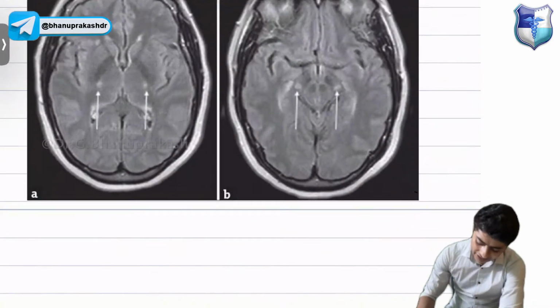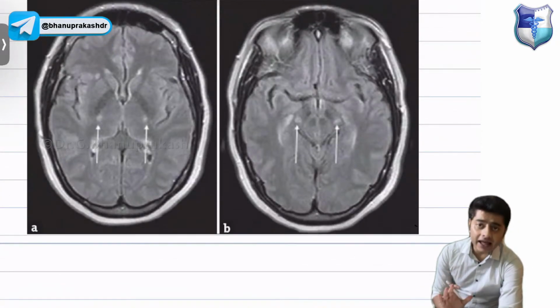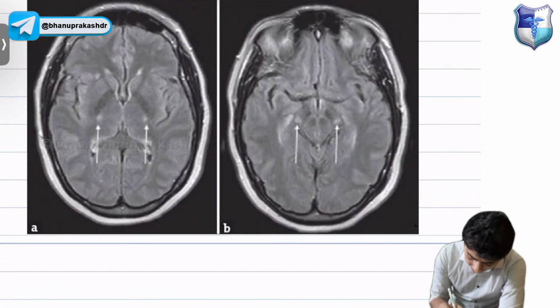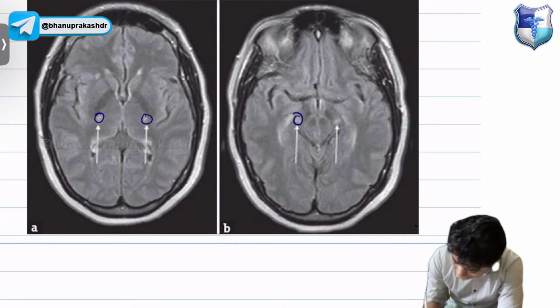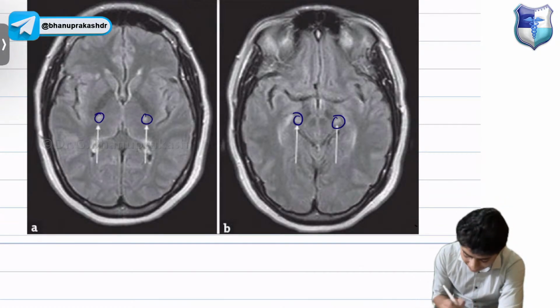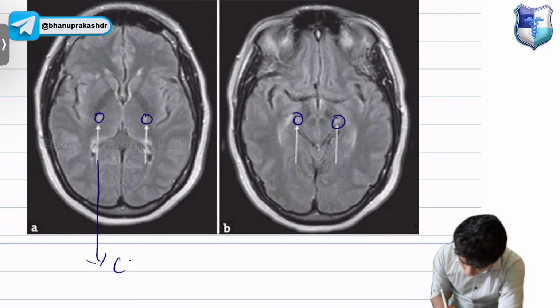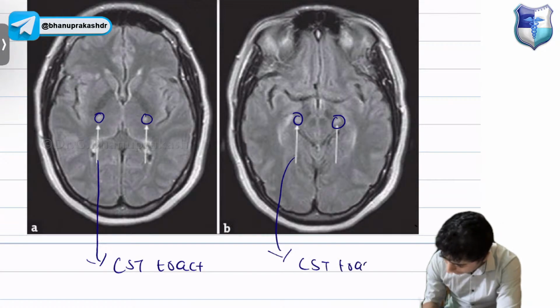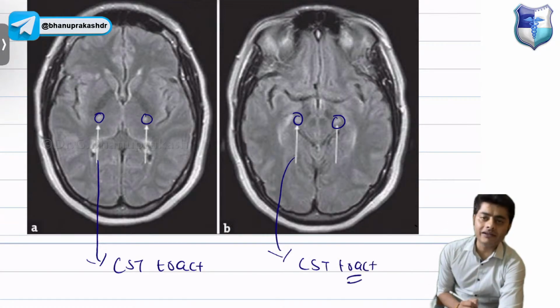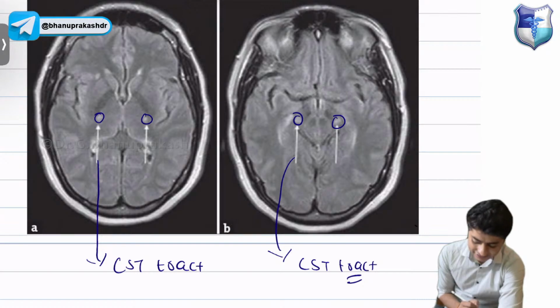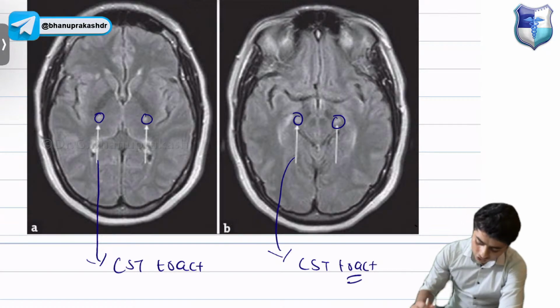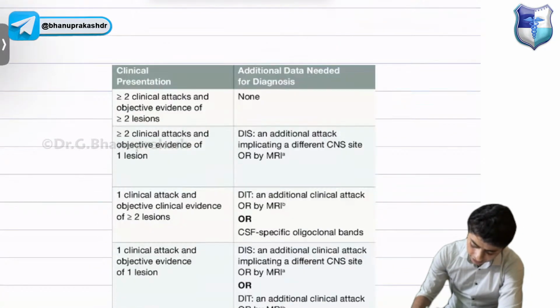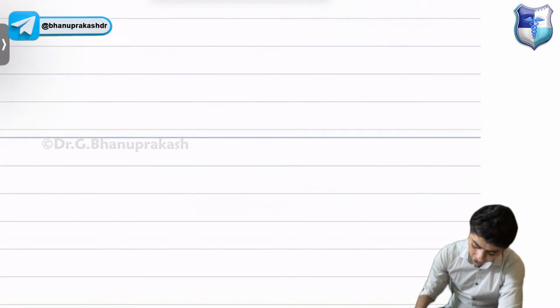Now, before we move forward, just see this diagram. This is an MRI image. In this MRI image, we can see some white matter hyperintensities. These are the hyperintensities of your corticospinal tract in amyotrophic lateral sclerosis. Okay. So now we'll move further to the last part of the class.